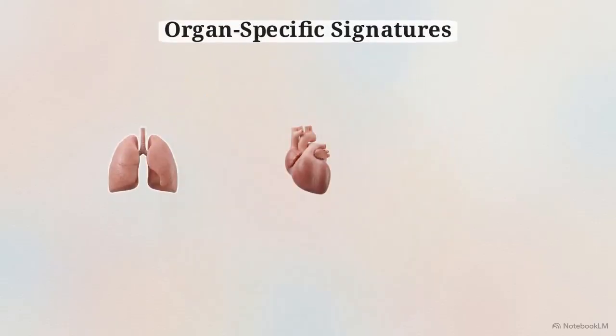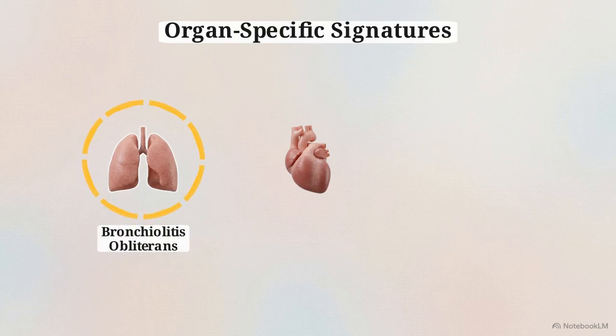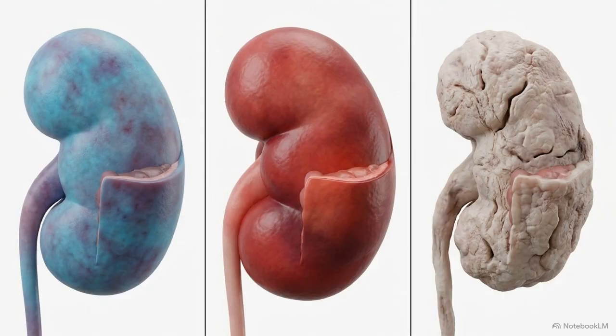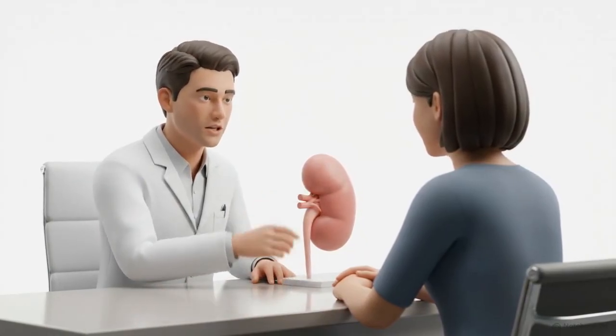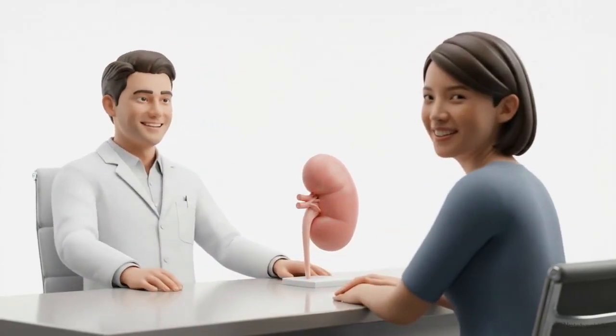Histology reveals organ-specific signatures: bronchiolitis obliterans in the lungs, accelerated atherosclerosis in the heart, and interstitial fibrosis in the kidney. This late-stage failure is distinct from the immediate cyanosis of the operating room, or the 6-week creatinine spike that responds to steroids. Because the structural damage is irreversible, chronic rejection dictates a mandate for supportive care or evaluation for retransplantation.